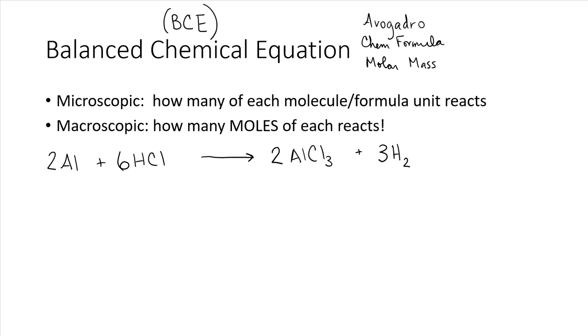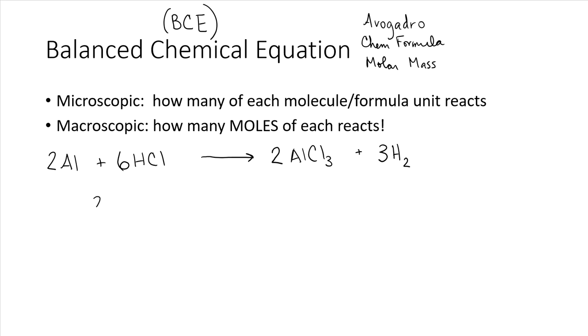And what those coefficients mean on the microscopic level, it means 2 atoms of aluminum react with 6 molecules of hydrochloric acid to yield 2 units of aluminum chloride and 3 molecules of hydrogen gas. Microscopic. But again, if we scale everything with Avogadro's number, they become the number of moles. So there are conversion factors galore here.